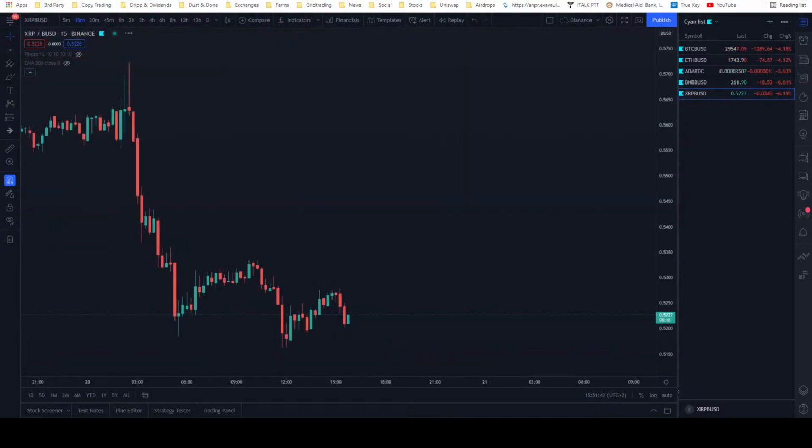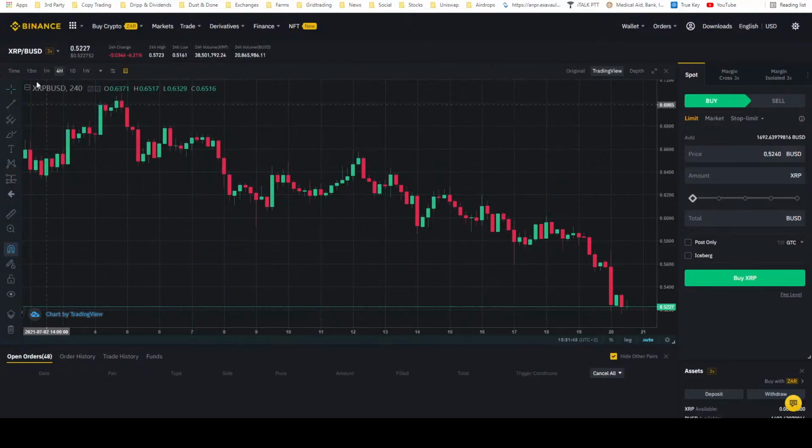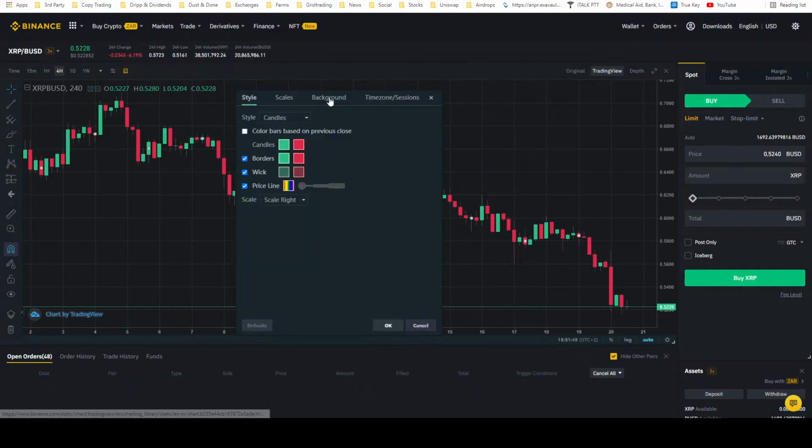And now for the last coin of the day, XRP. Let's make the screen nice and clear.